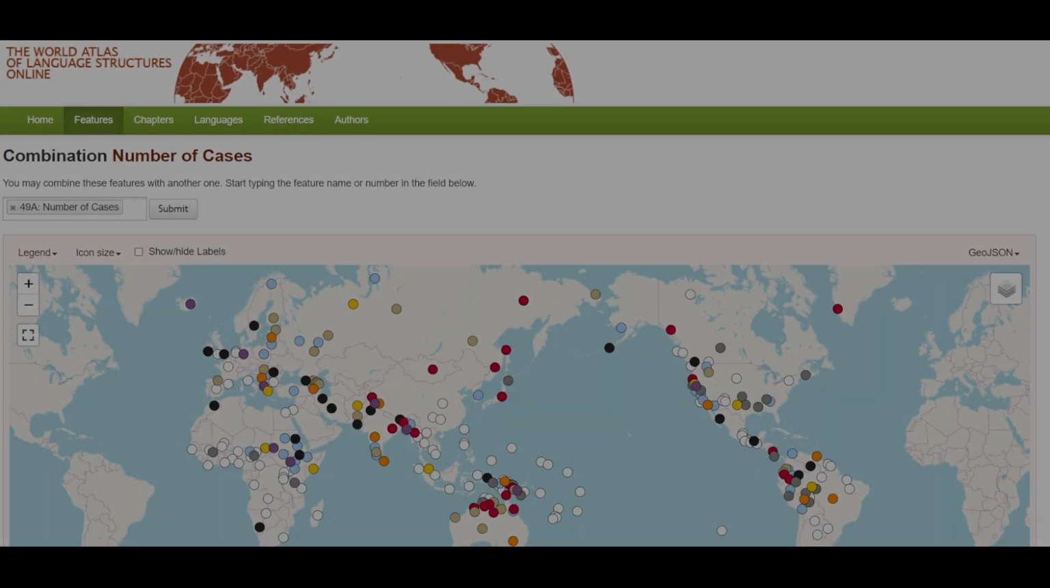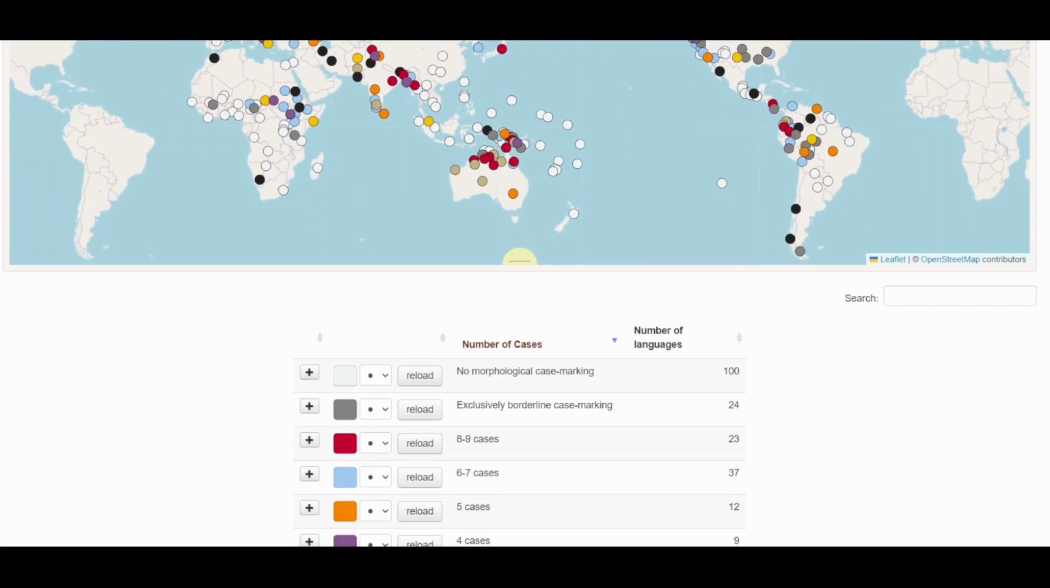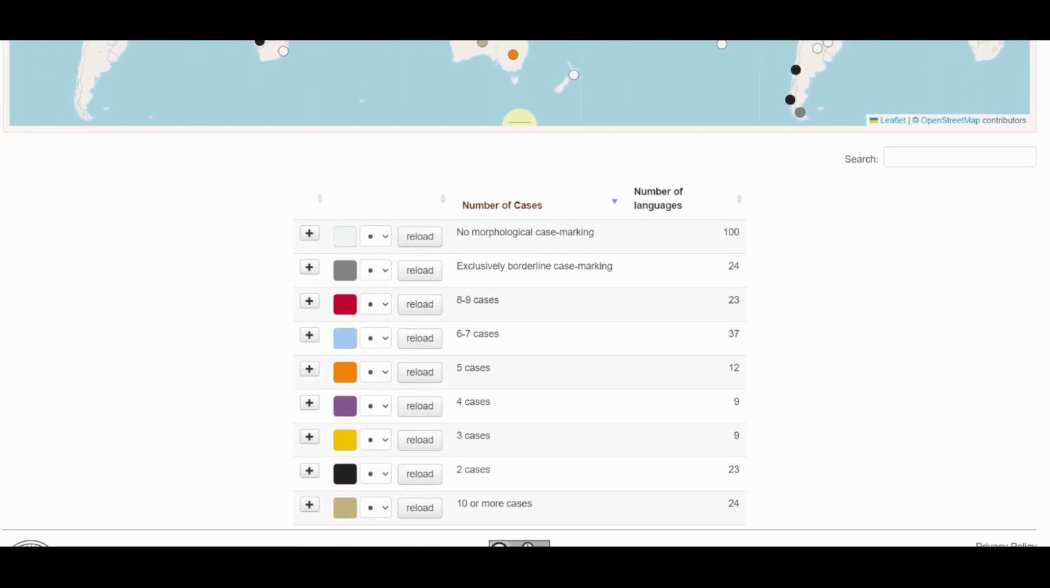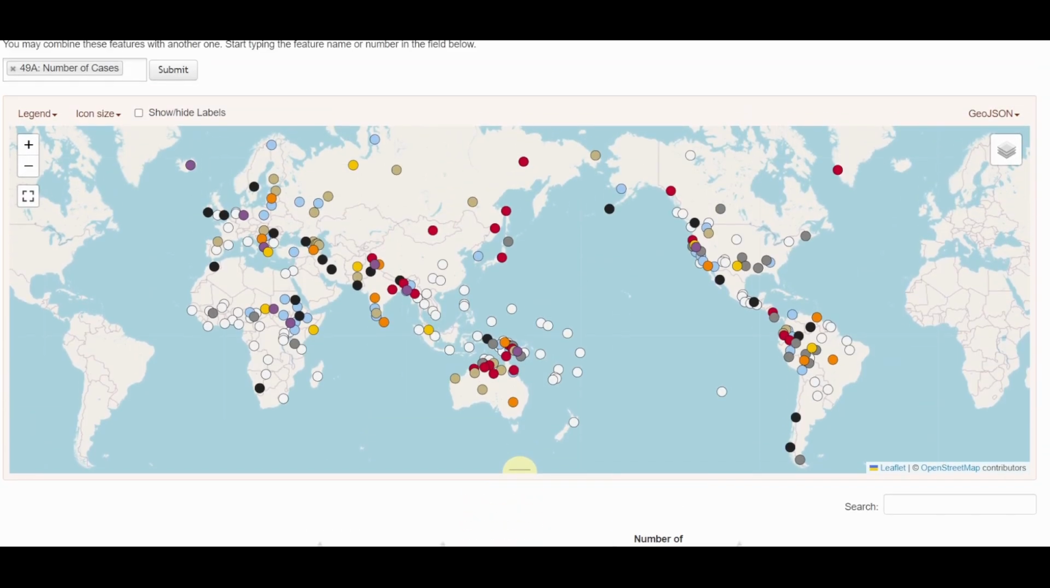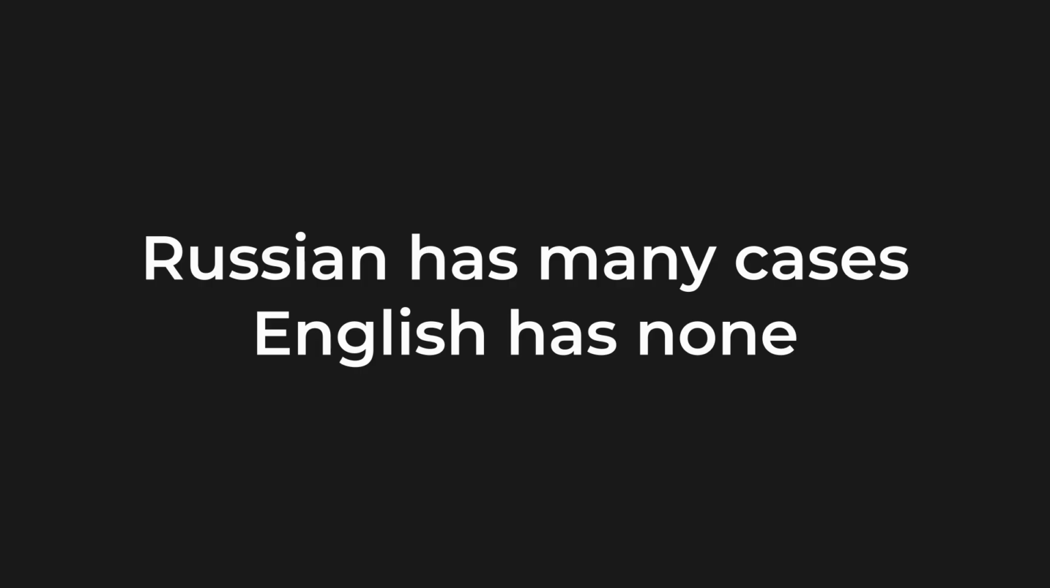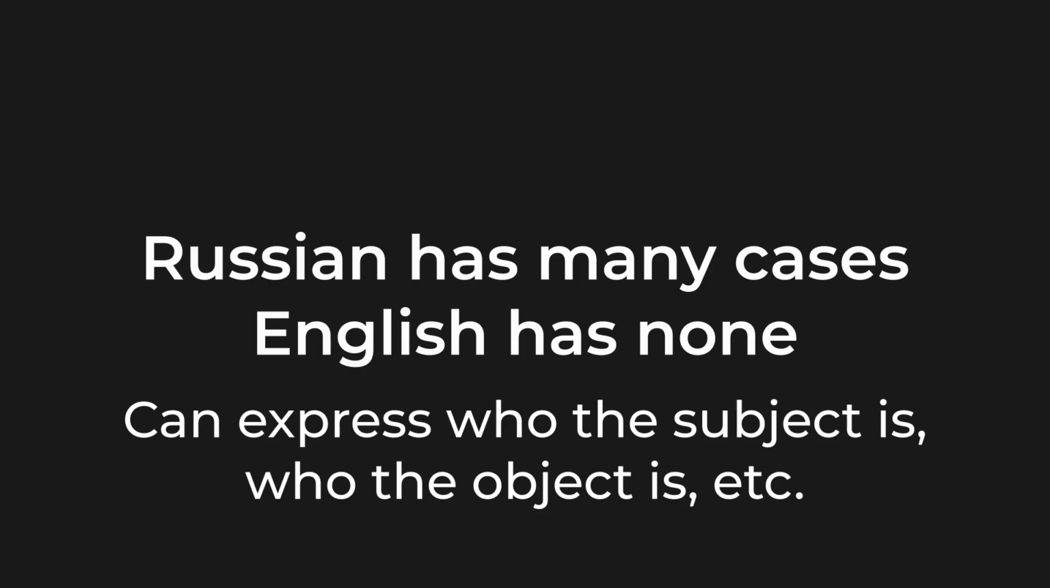Another common way is to organize languages based on the presence or not of a grammatical case system. And if there is one, how many cases and which ones are used. English has no case system, but a language like Russian has multiple cases, used to express who the subject is, who the object is, or who is the beneficiary of an action, meaning someone who received the action.